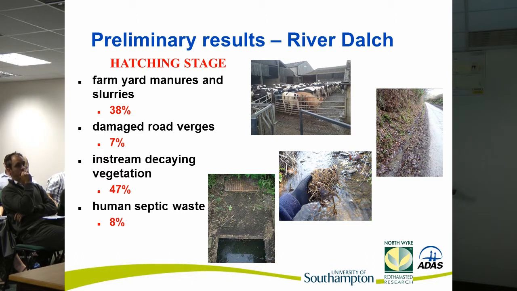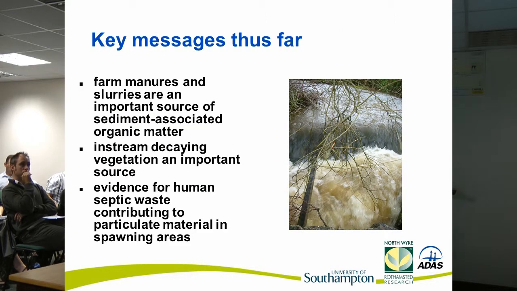So what are the key messages thus far? Well, the manures and slurries are an important source of that damaging sediment-associated organic matter. But I think critically that is very significant because the BOD of those materials will be high, typically in excess of 20,000 milligrams per litre. So we've got quite a significant contribution and they're very oxygen hungry.